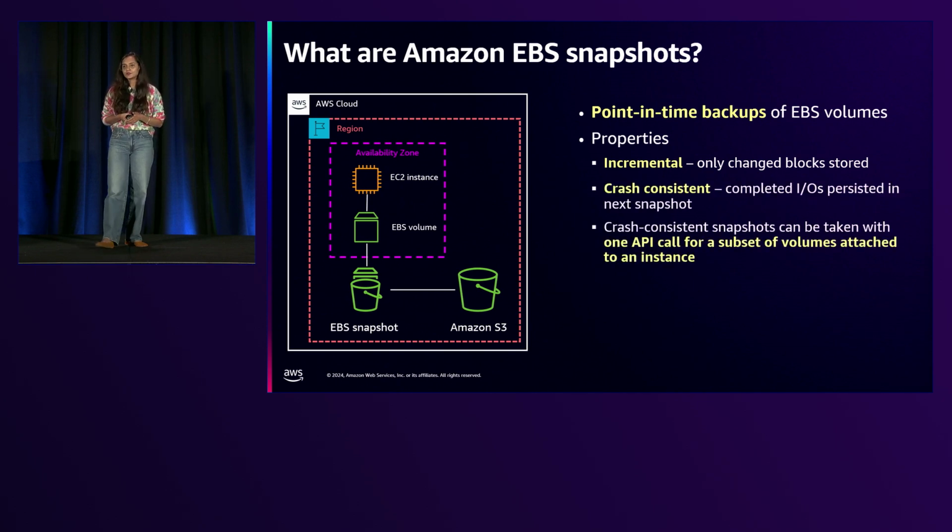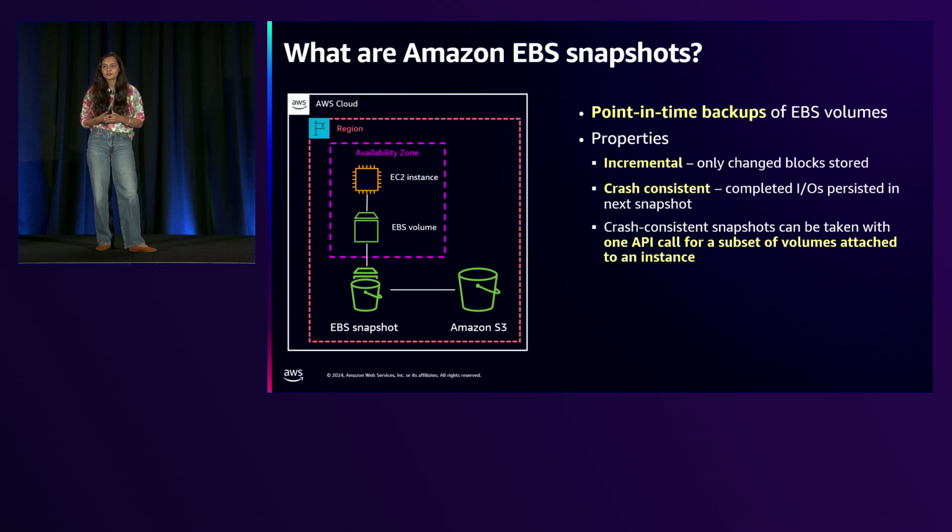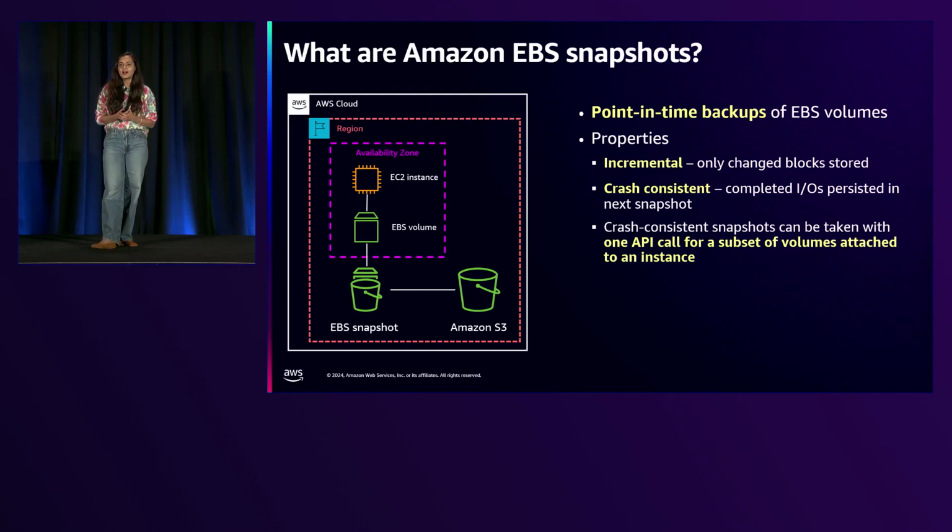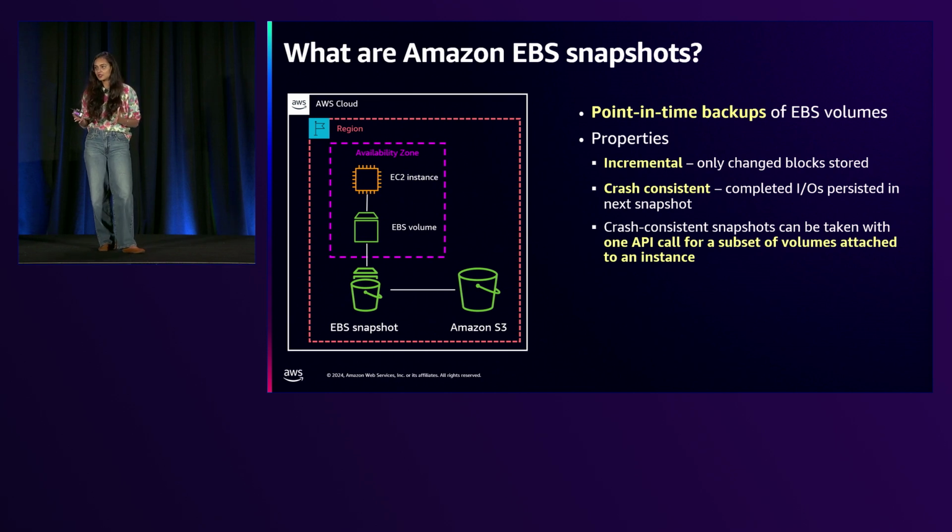A lot of our customers also have large databases or file systems that are spread across multiple EBS volumes that might be attached to a single instance. So we offer the capability where, just through a single API call, you can take a crash-consistent snapshot. You don't have to stop the instance. You don't have to coordinate the data between volumes. With a single API call, you can take a data-coordinated crash-consistent snapshot.